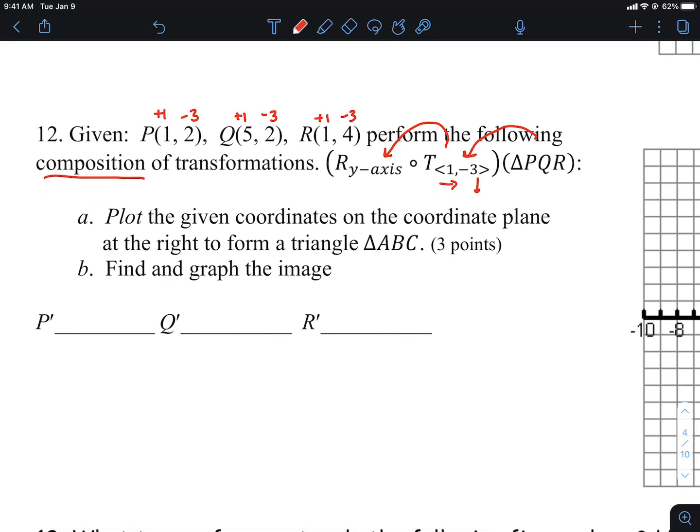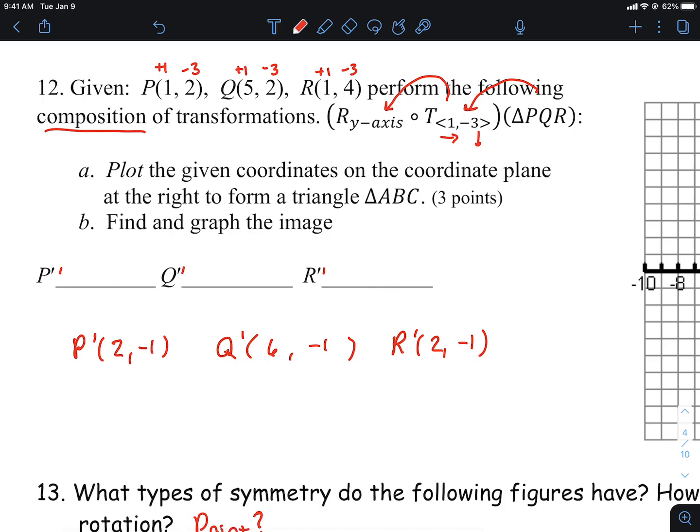Okay, so I'm going to put P double prime, Q double prime, R double prime right here, just so we mark those as our new points. Before we mark our final points here, this is like the in-between step, so I'll put those down here. So add 1 to 1, that's 2, and then subtract 3, that's 2 comma negative 1. This will be 6 comma negative 1, and then the next one will be 2 comma negative 1 right there.